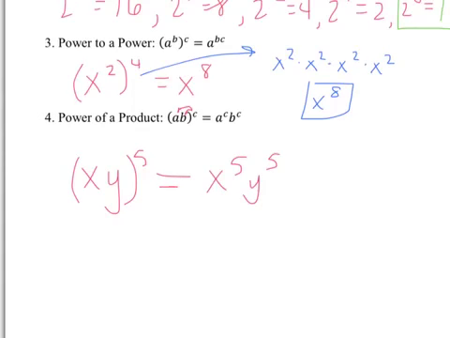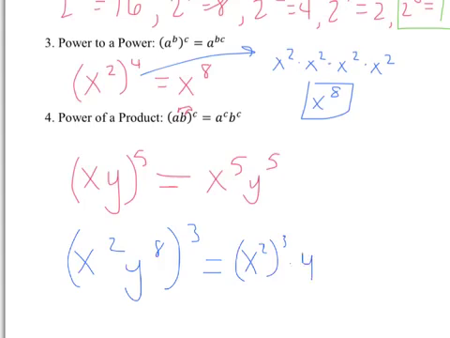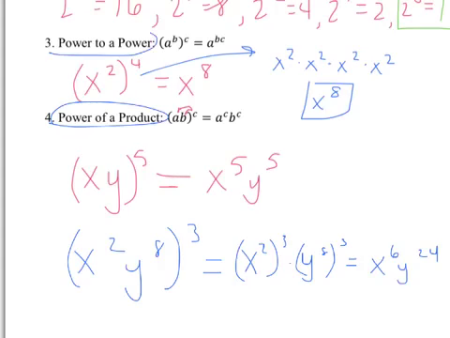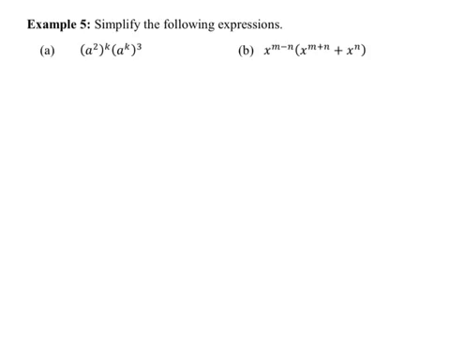But what if we had an example like this? x squared, y to the 8th, all to the 3rd. Well, now you have to distribute it to both. So this becomes x squared to the 3rd times y to the 8th to the 3rd, which indeed is x to the 6th, y to the 24th, because we multiply those powers. So that example used power of a product, rule 4, with power to a power, rule 3. Take a look at an example of this.